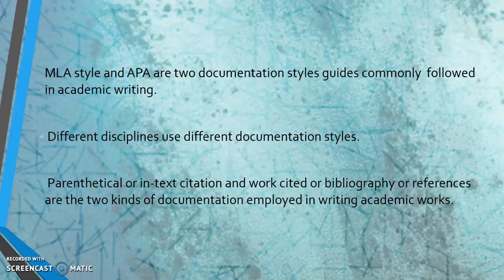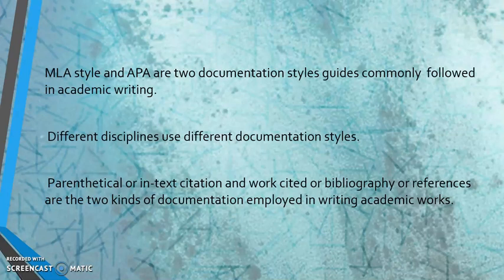Two kinds of documentation are employed in academic papers. One is parenthetical documentation and the second one is works cited. The former is also called in-text documentation and the latter reference and bibliography. When you write a paper, you are likely to use several direct quotations from your sources. Such quotations, usually given in quotation marks, should be followed by a parenthesis giving details of the source, like the name of the author and the page number.